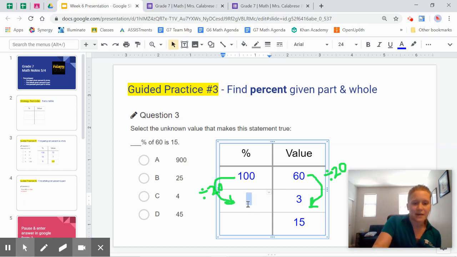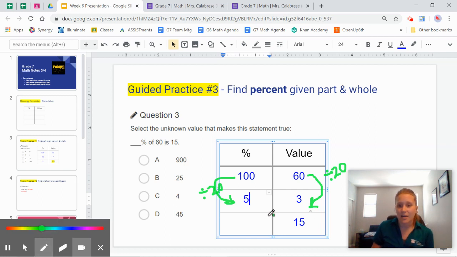All right, 100 divided by 20 is 5, 60 divided by 20 is 3. So I know the ratio 5, 3 is equivalent to the ratio 100, 60. This also means that 5% has a value of 3. I want to know what has the value of 15.